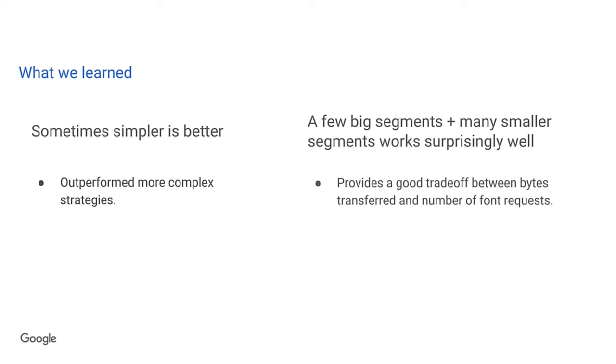All right, so we learned a few lessons on this. First of all, sometimes simpler is better. You'll notice that the machine learning one, which we spent a lot of time on, didn't actually do that well. It turned out that just using a simple frequency-based analysis actually outperformed it on both metrics. Next, there's a common strategy that seemed to work very well, and that was using a few big segments at the start with a few thousand characters, and then a bunch of smaller ones to fill in the gaps and missing pieces.